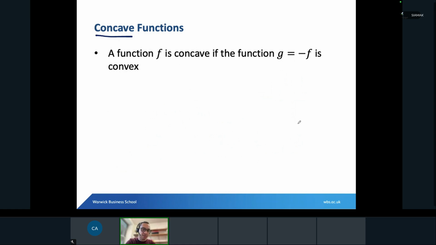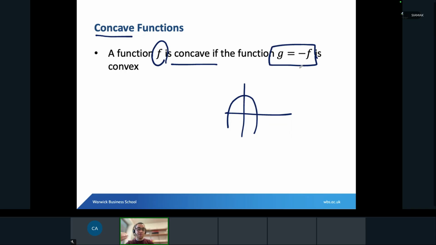Convex versus concave. You can guess that. If a function is like this, which is a cup being upside down, this is a concave function. So a function f is concave if, when it is mirrored, it is convex.